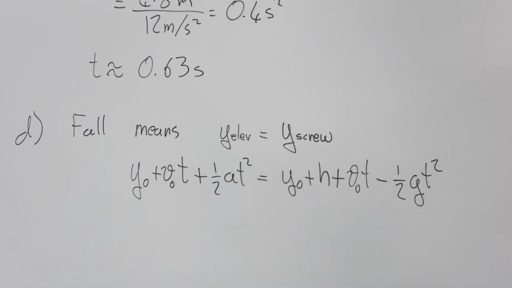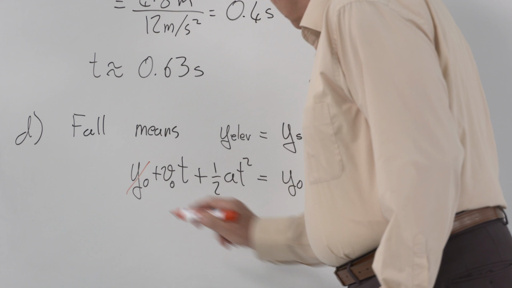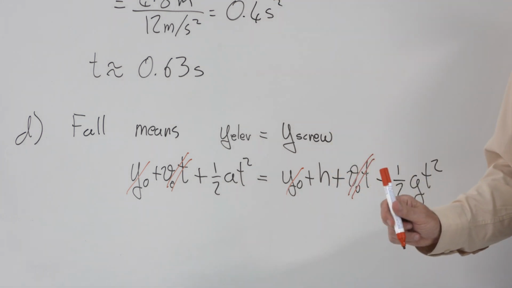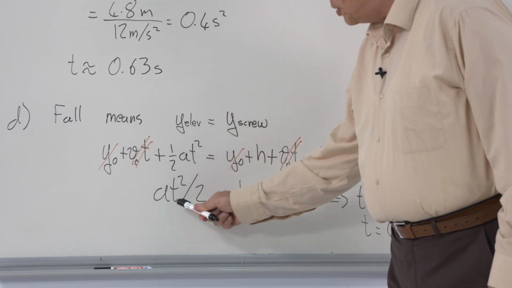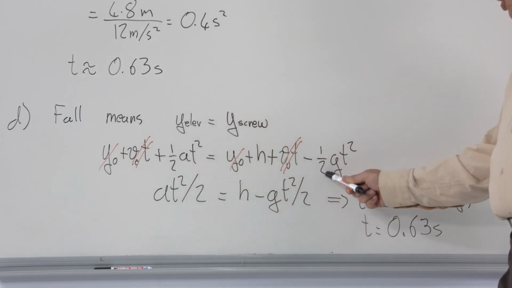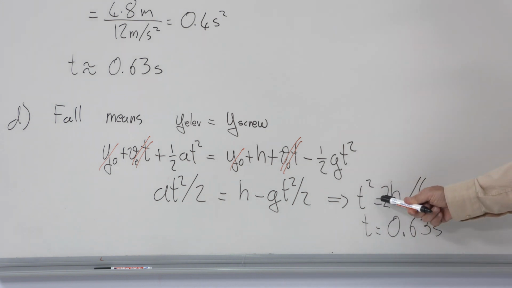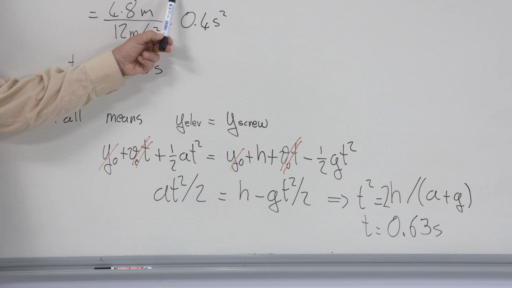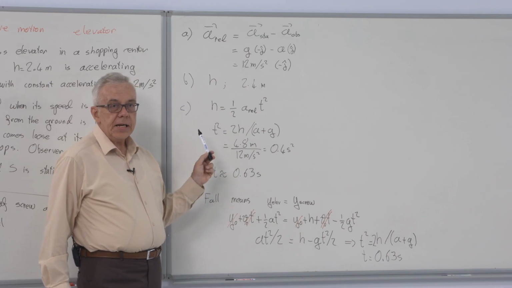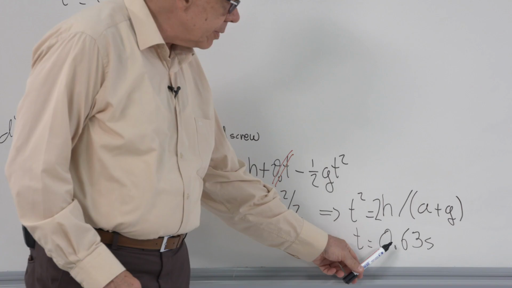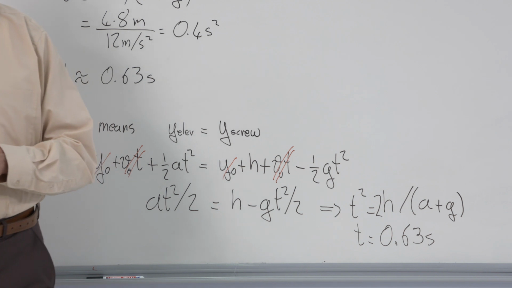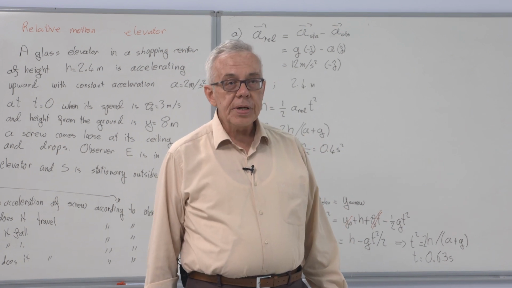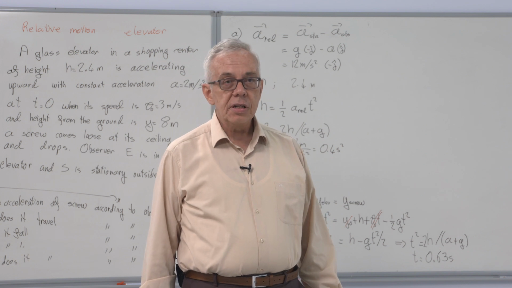So from here we will solve for t. Please note that the y0 terms cancel out, the v0t terms cancel out, and after the cancellations, I have a t square over 2 is equal to h minus g t square over 2. Isolating t square, I have 2h over a plus g, which is exactly the same as the relation I had for the observer E. Therefore, the result is the same, t equals 0.63 seconds. This shows that the flight time is the same for both the accelerated moving observer and the stationary observer.